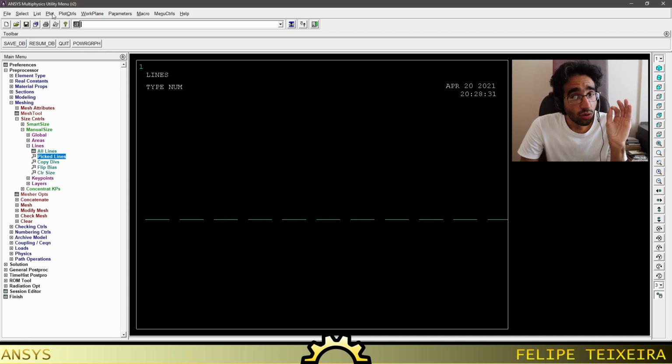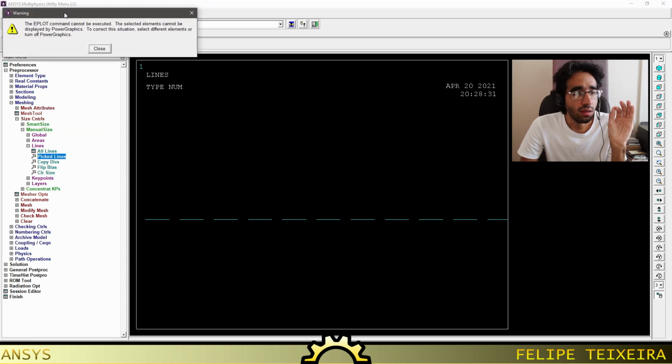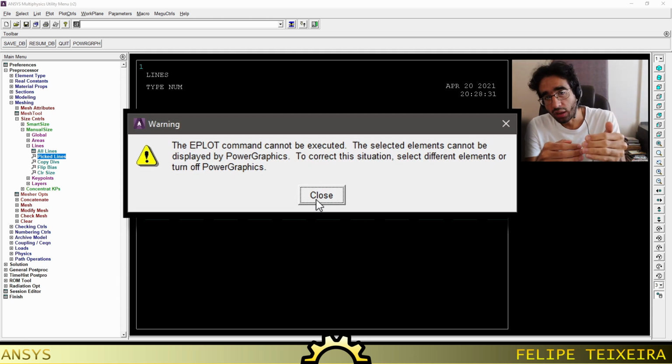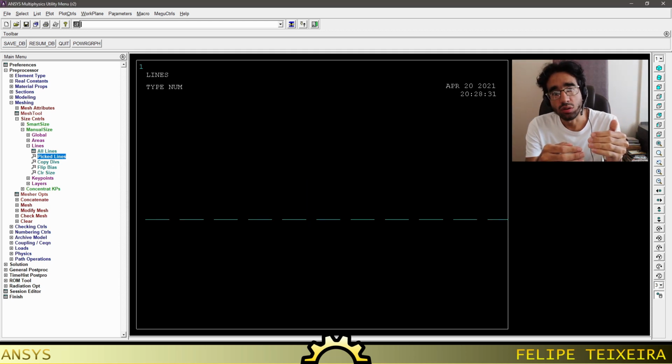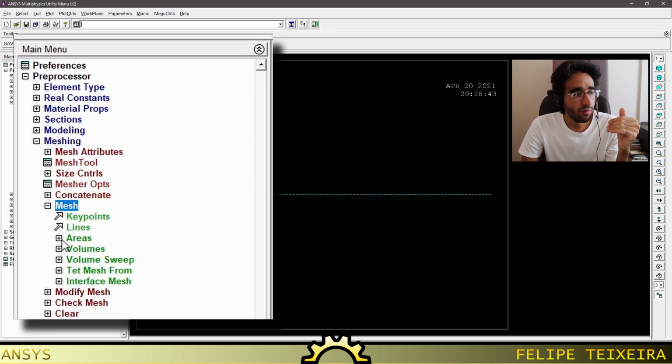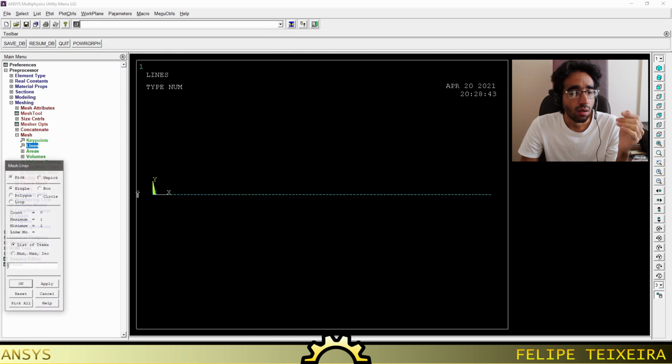But ANSYS has not yet created the elements along this line. Indeed, if I try to plot elements, you're going to see this error message. It says, I can't plot elements. There are no elements. Why are there no elements? Because I have only told ANSYS, when you do make the mesh, this is how the mesh is going to look. 100 divisions, this kind of element, this kind of material, etc. So I haven't yet created the mesh on this line. So this is my next step.